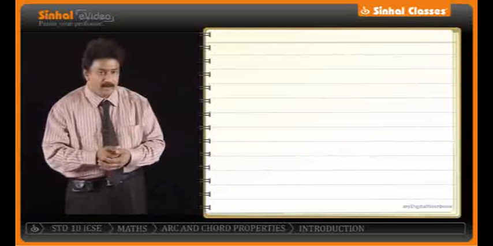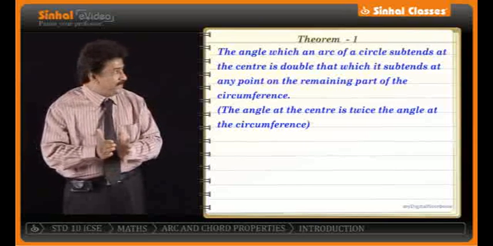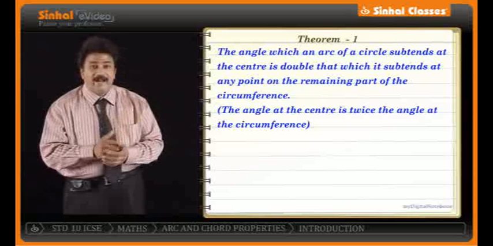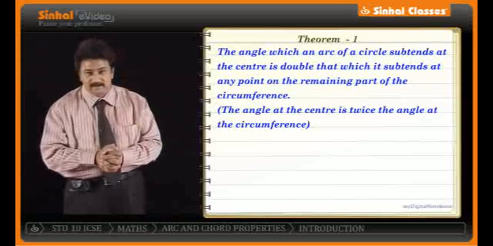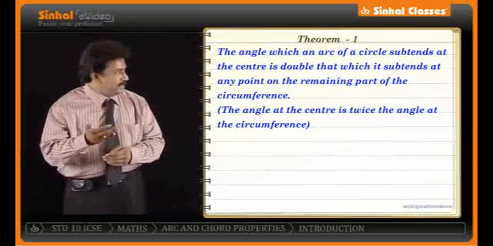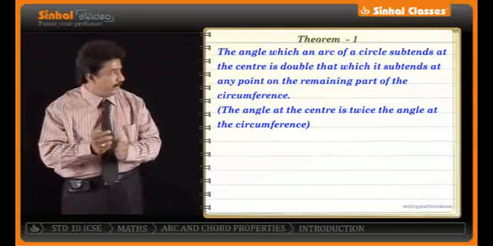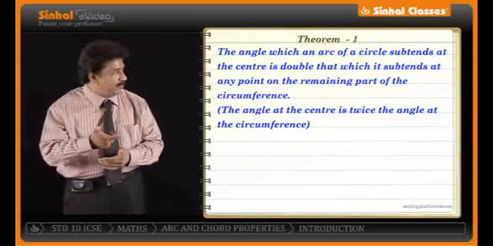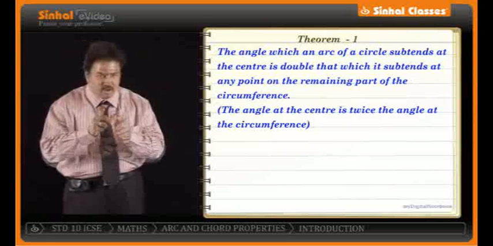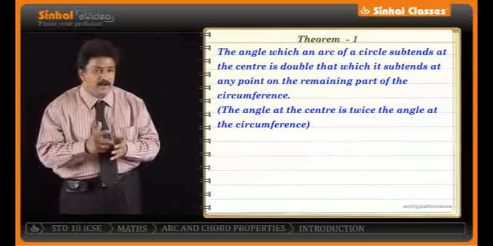I read the first theorem. The first theorem says, the angle that an arc of a circle subtends at the center is double that which it subtends at any point on the remaining part of the circumference. We revise once again. What is given to you? The angle that an arc of a circle subtends. Subtends means makes. Makes where? At the center is double. Double of what? That which it subtends at any point on the remaining part of the circle. In short, the angle at the center is twice the angle at the circumference. It's a short meaning of it.